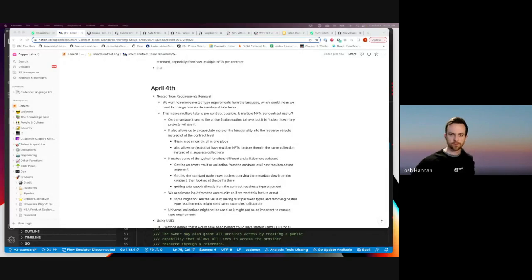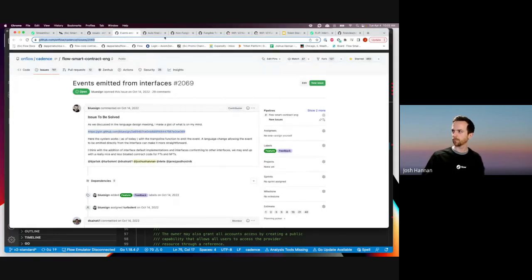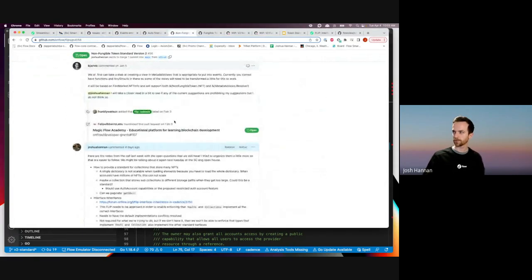Today we're going to be continuing our discussion about the V2 token standards. We had a great discussion 2 weeks ago where we covered most of the open issues with the proposal, but we didn't really reach a decision on most of them. I posted the notes from what we talked about in the FLIP for the non-fungible token standard.